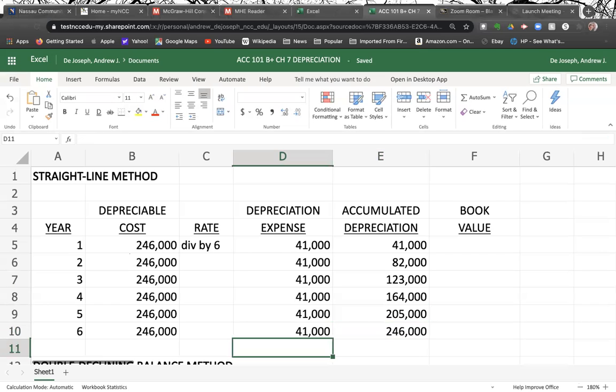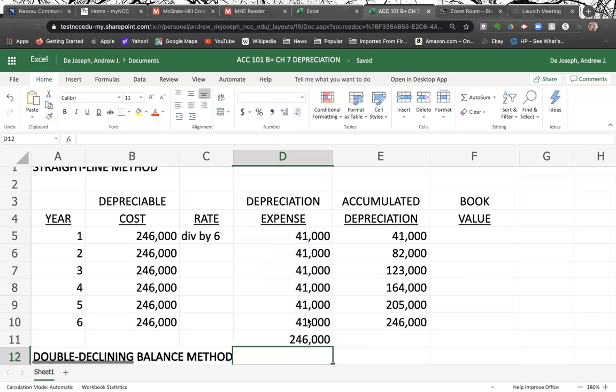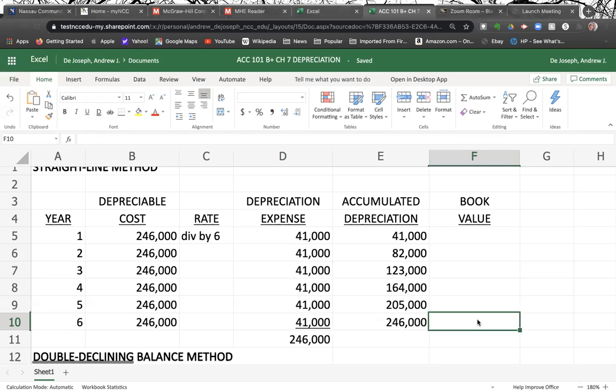Now, if I add this column up here, that adds up to 246, doesn't it? And what's this number? 246. So these two numbers have to agree. And the number I have to wind up with here, book value, is the residual value. The residual value was $24,000, so I know I have to wind up at $24,000.